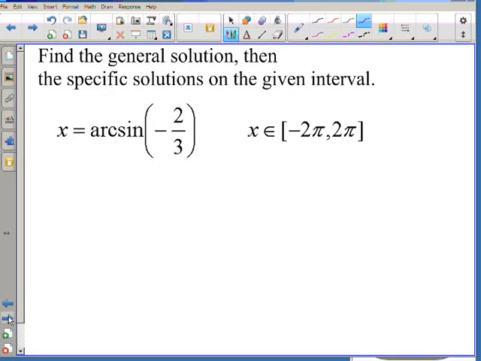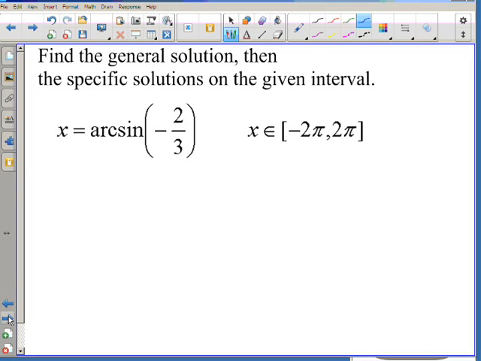Why don't you give this one a try, see how it goes. Remember, now you're in radians, and you're going from negative 2 pi up to positive 2 pi. So here you might end up subtracting your period of 2 pi to get some of the answers. Give that a try, hit pause, and we'll come back and finish it up.